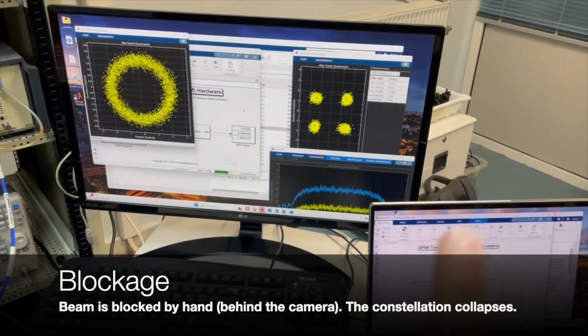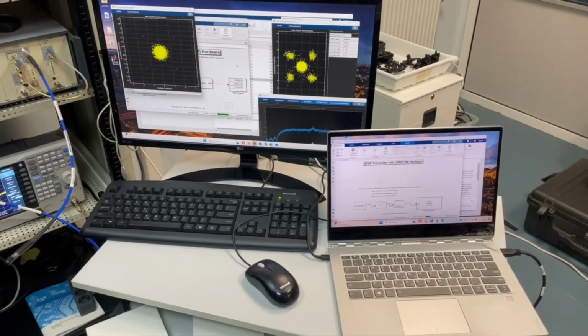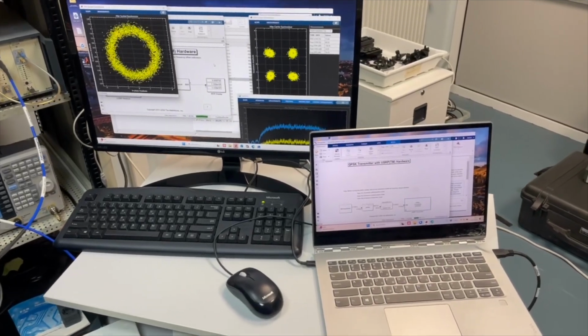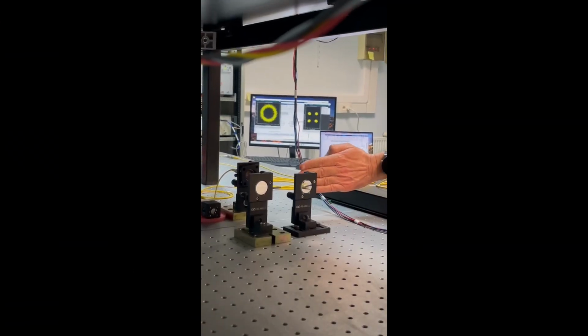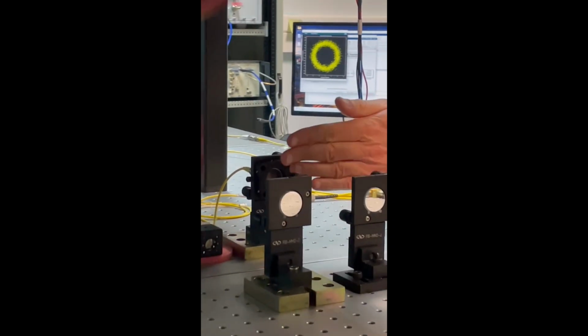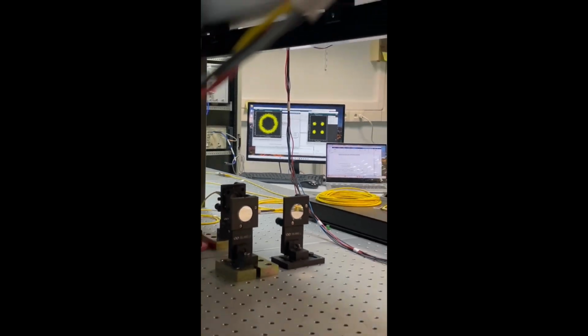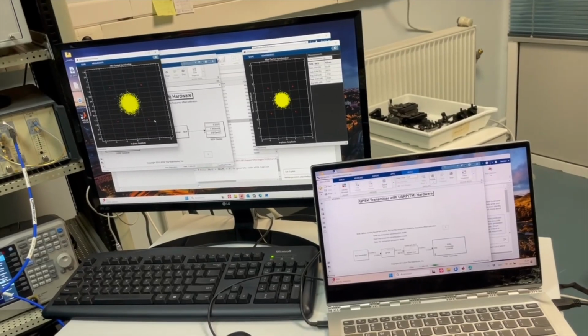The beam is blocked by a hand, which collapses the constellation. A hand is seen momentarily blocking the beam, right after the TX collimator lens, and, in the background, the screen of the RX USRP shows the QPSK constellation collapsing and instantly recovering.